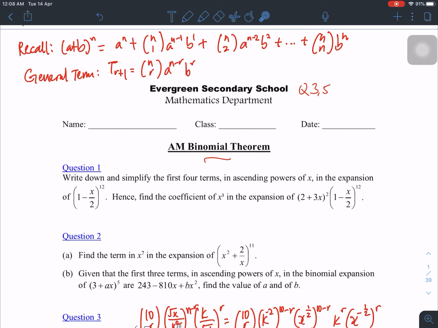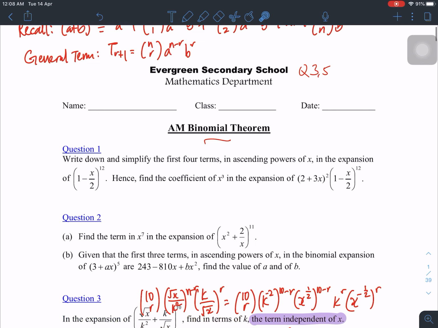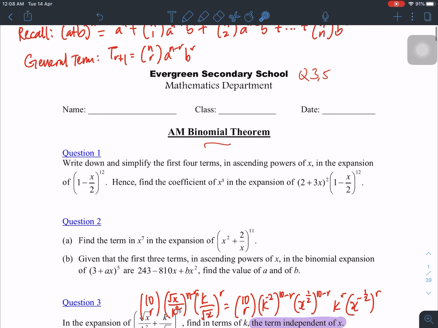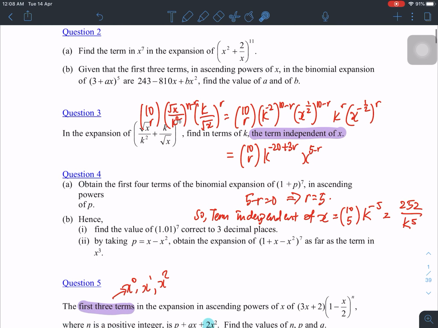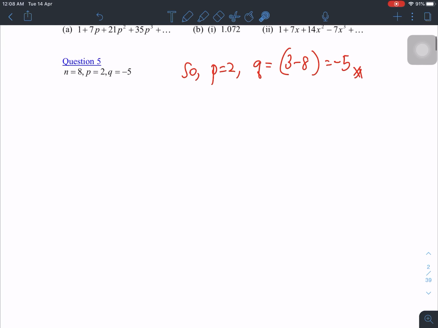The second is your general term formula: T(r+1) equals n choose r, a to the power of n minus r, b to the power of r. For this worksheet, you need to apply these two formulas, and let's see how we can do that. Let's go to question 3.